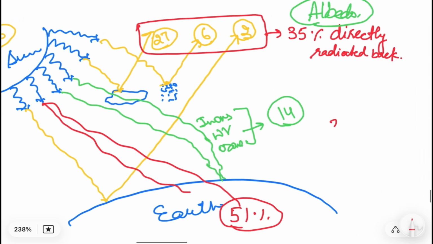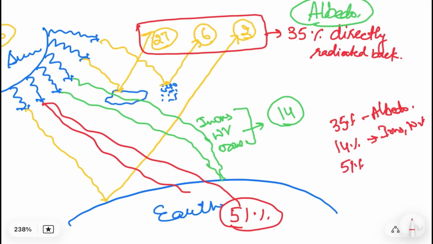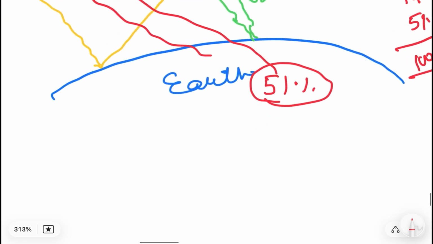So total: 35% albedo radiated back directly, 14% is absorbed by ions, water vapor and ozone, and 51 is reaching the earth, absorbed by the earth, that is the 100% total. Now the earth absorbs 51%.